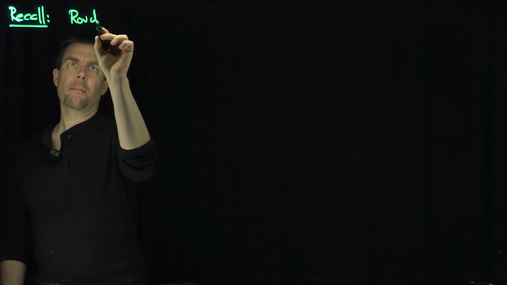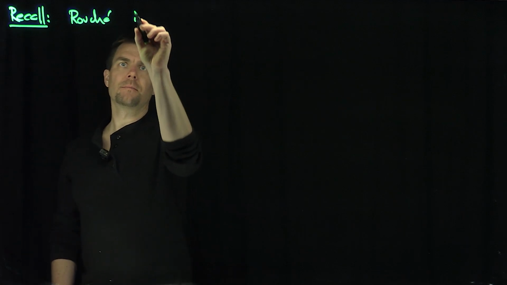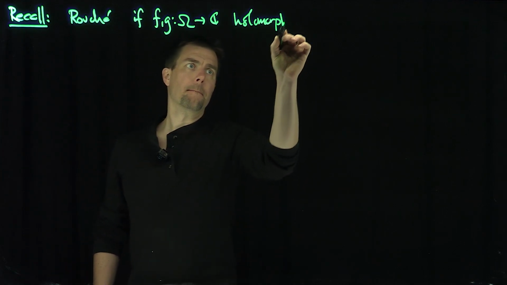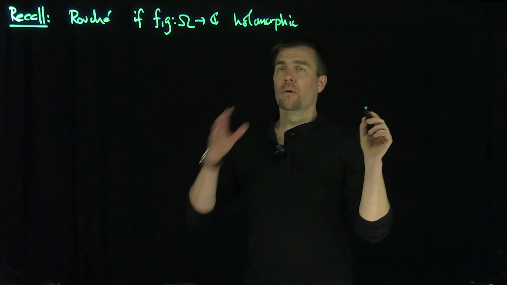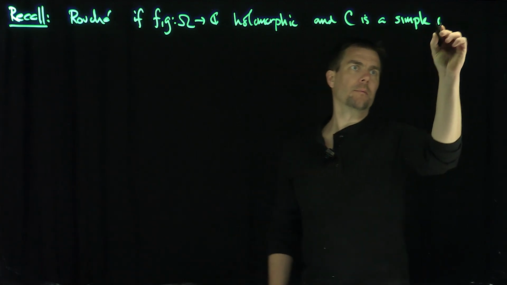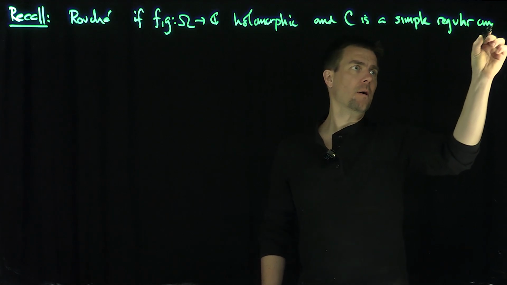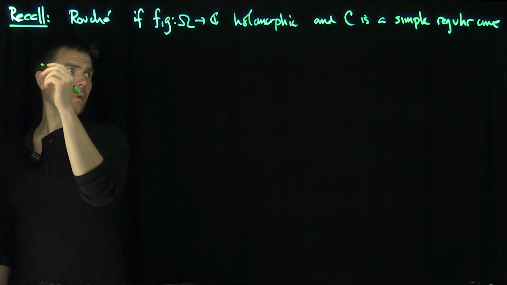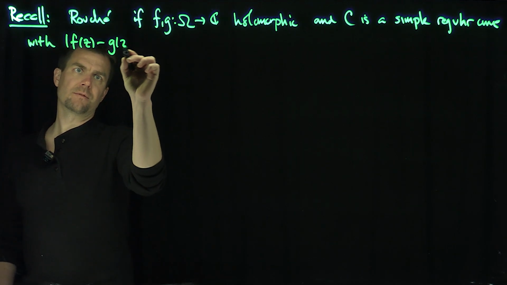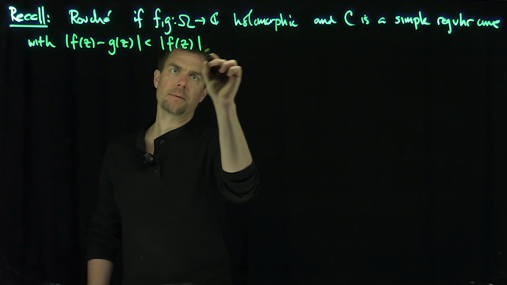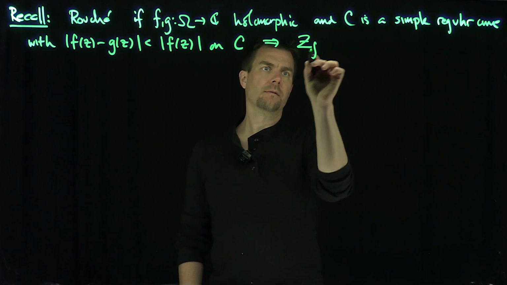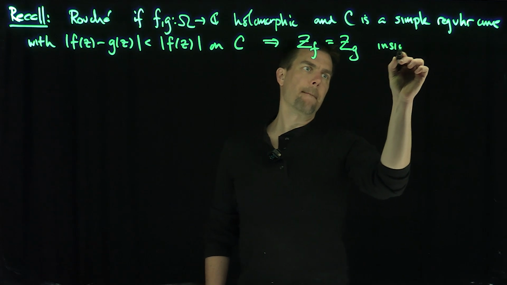Rouche's theorem states that if f and g map omega into C and are holomorphic, and C is a simple, regular, i.e. index 1 or index 0 curve that's closed (regular means closed as well), with |f(z) - g(z)| < |f(z)| on C, then the number of zeros of f is the number of zeros of g inside C.